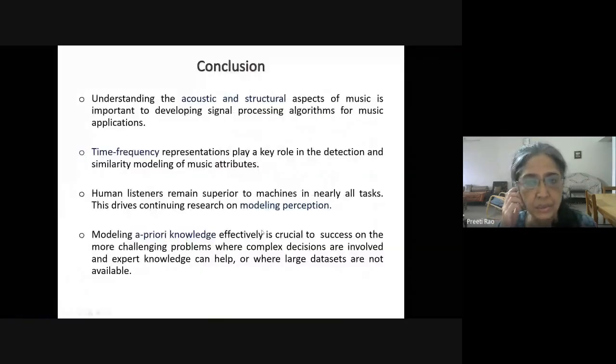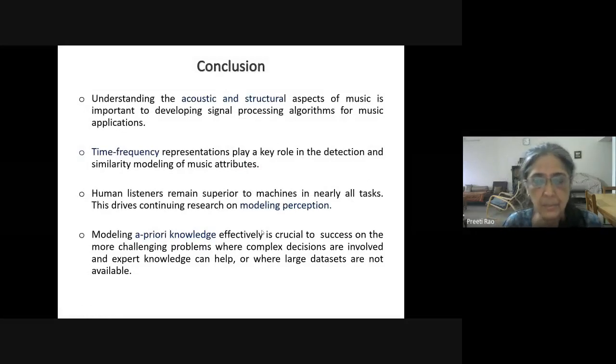We have looked at the acoustic aspects, trying to understand the relation between the acoustic aspects and the high level music aspects, in order to see what underlies the signal processing algorithms that can be used in these machine learning applications. We saw that a simple spectrum won't do. We need what we call a time frequency representation.